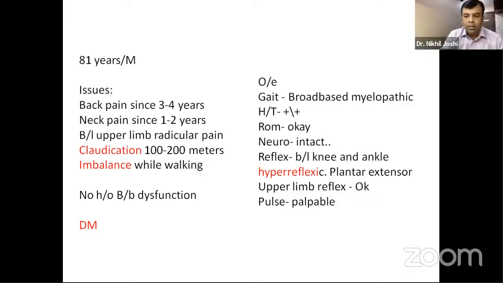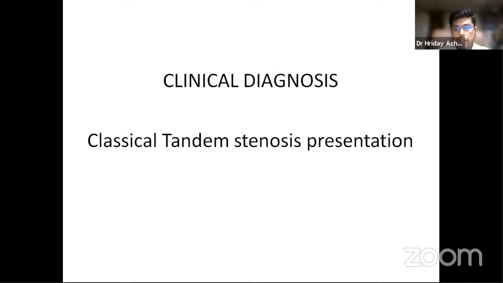Sir, but he also has bilateral upper limb radicular pain. So, yes. Cervical radicular pain is one of the things that will define that there is something in the cervical. But there is no hyperreflexia in the upper limb, so it may suggest that there is low cervical pathology rather than a higher cervical pathology. So, the presentation is a classical presentation of tandem stenosis with all the three criteria.